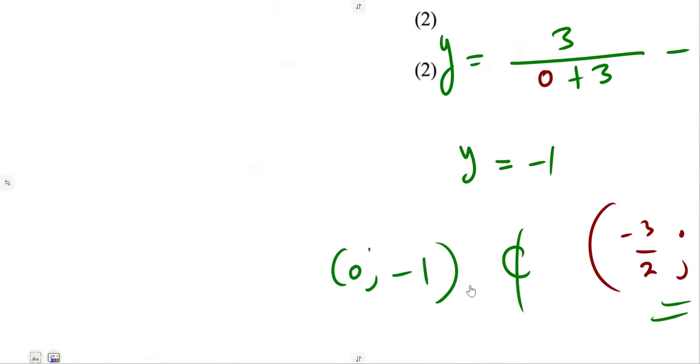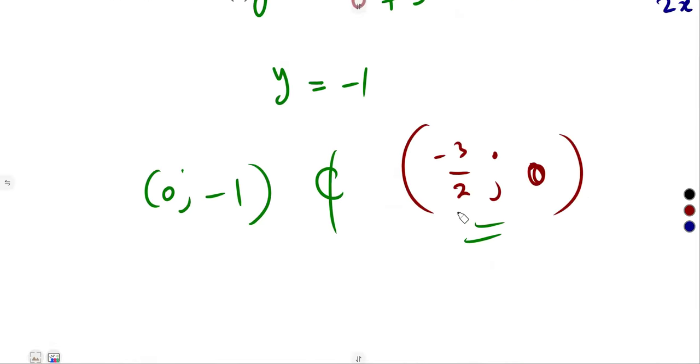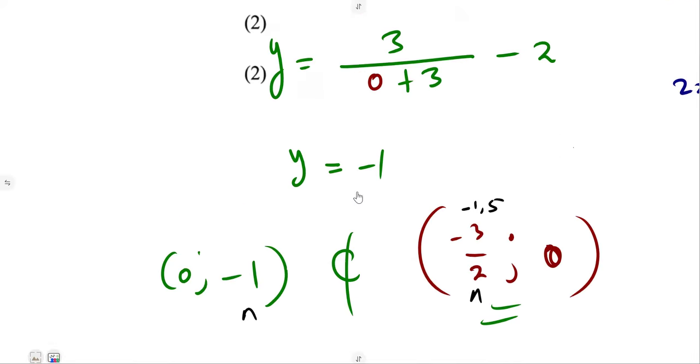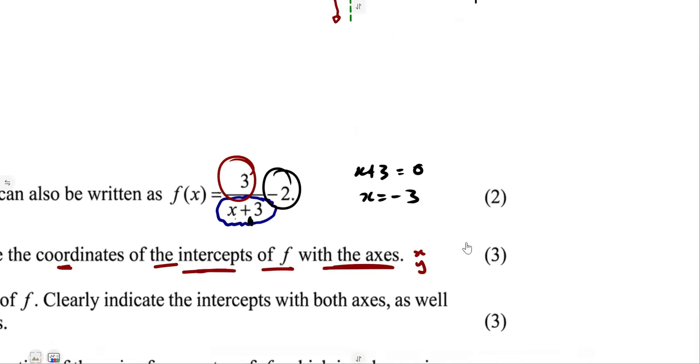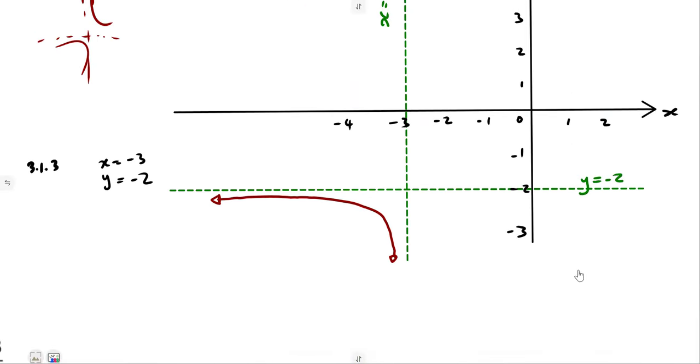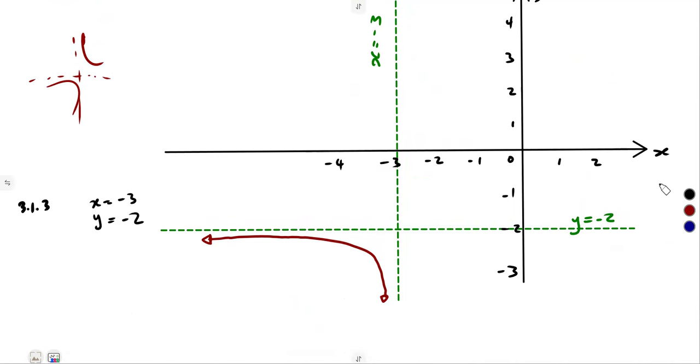So remember, from here we said our x-intercept is at what? Minus 3 over 2, which is minus 1,5, just in between minus 1 and minus 2. That's where we've got minus 1,5. Then the y value is what? Negative 1. So that's our y-intercept, our x-intercept.